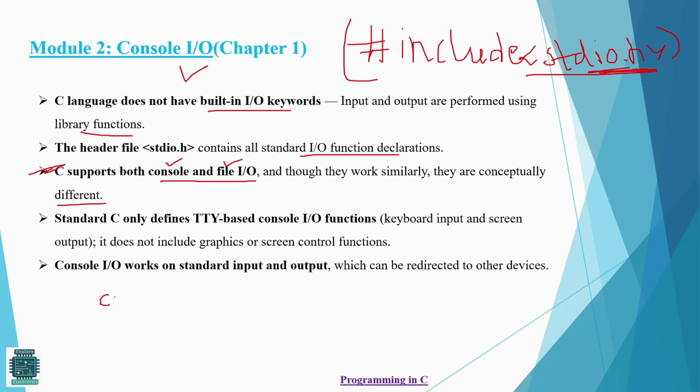Here, console IO. Console IO means it's like having a temporary conversation. You type something on your keyboard and the computer responds through the screen. Okay, and then the words disappear when you close the program. That's what console IO does.